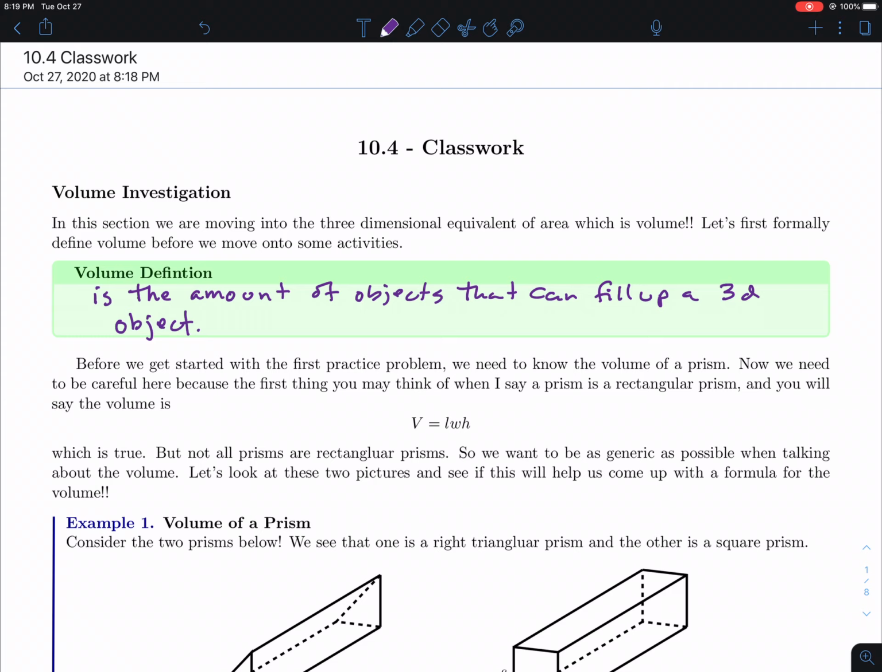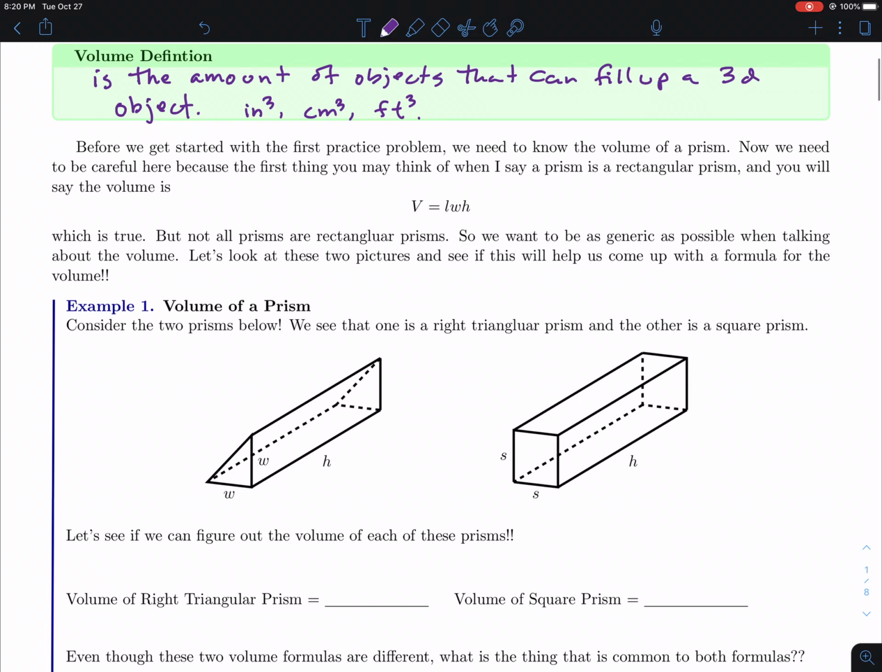If you remember, units for volume are always going to be something cubed. So like inches cubed, centimeters cubed, feet cubed, where area was always inches squared, centimeters squared, that kind of stuff. So volume is always cubed. We're going to start off our investigation with the volume of a prism, and we're actually going to use that to help us build all these other different kinds of shapes, which is kind of cool.